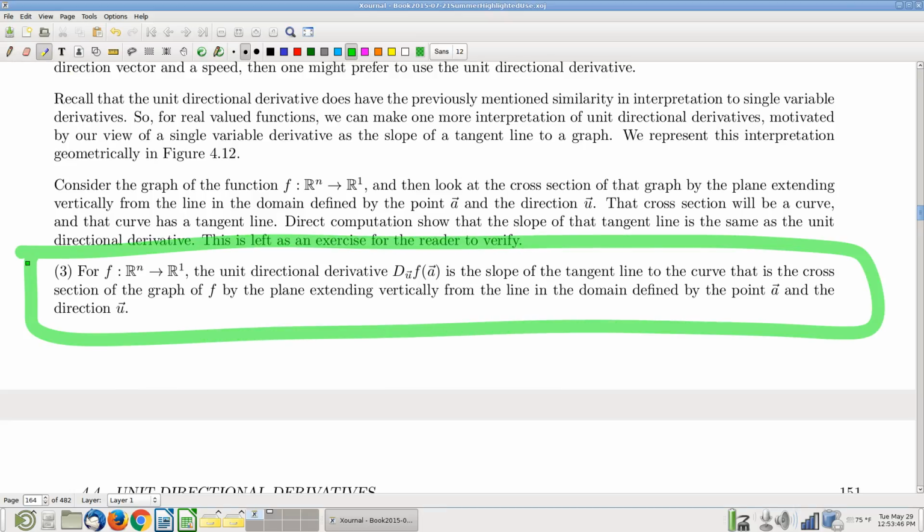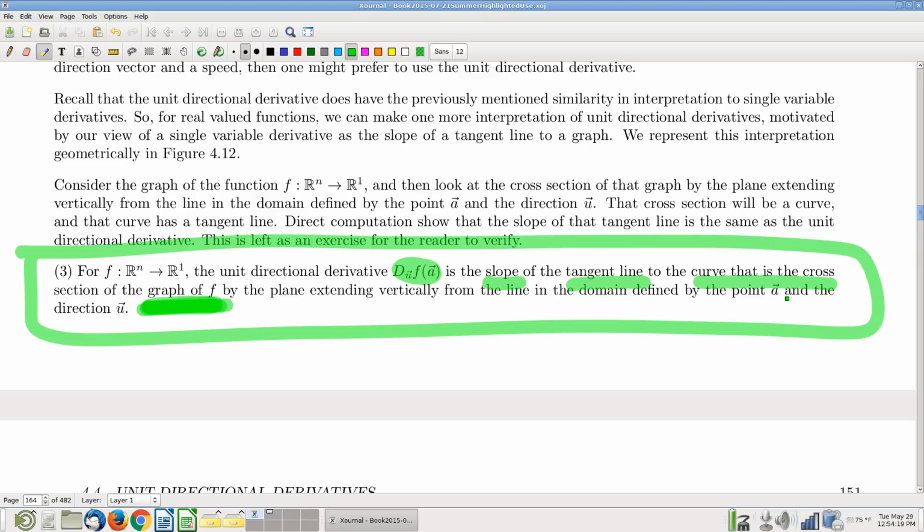If you are looking at a graph, now y'all know I have to put in my usual disclaimer. Very often we're not looking at a graph. Please don't just assume any picture you see is a graph. Lots of pictures are not graphs. But if you are looking at a graph, then the unit directional derivative does have a nice interpretation in that context. The unit directional derivative is the slope of the tangent line to the curve that's a cross section of the graph in that direction. And that's super familiar, right?